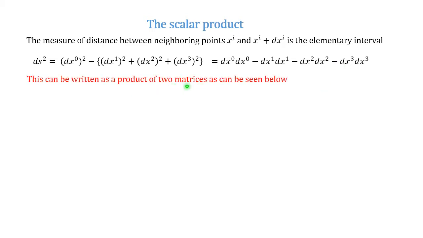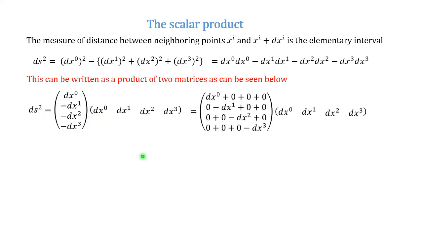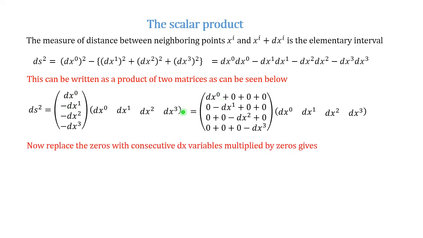This can be written as a product of two matrices, as can be seen below. So we can write ds squared equals dx0 minus dx1 minus dx2 minus dx3 times dx0 dx1 dx2 dx3. So actually this is like a column matrix, this one is a row matrix. Now we have dx0 plus 0 plus 0 plus 0. The second term can be written as 0 minus dx1 plus 0 plus 0, 0 plus 0 minus dx2 plus 0, 0 plus 0 plus 0 minus dx3. So if you try to eliminate the zeros, it still comes back to this matrix here.